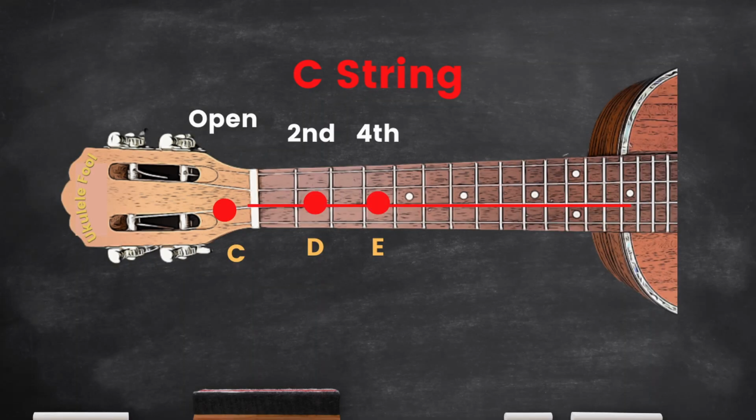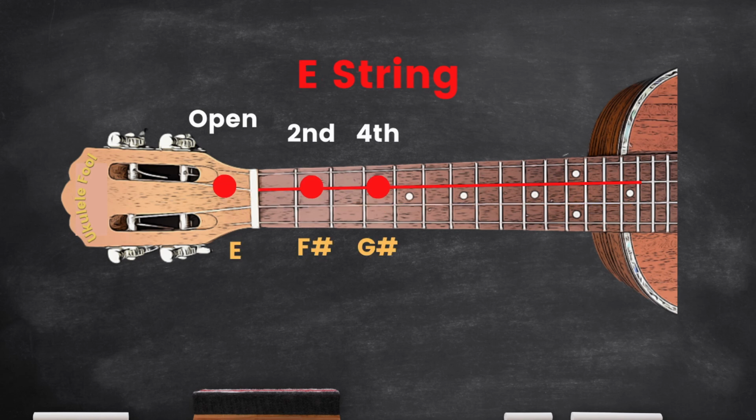Let's go back to our C string, and we'll start with an open string. So it's open C, 2nd fret, and 4th fret. Let's do it on the E string. Ready, begin. It's E, 2nd fret, 4th fret.